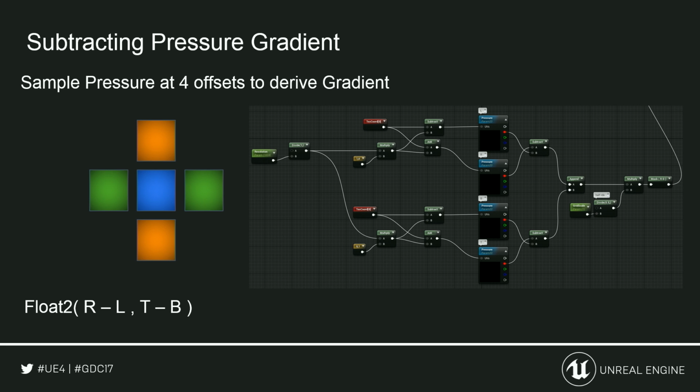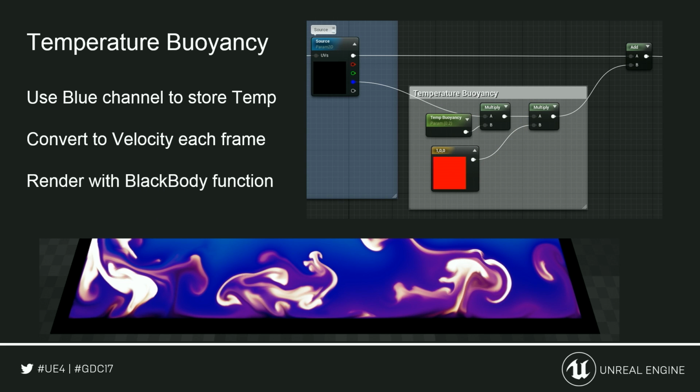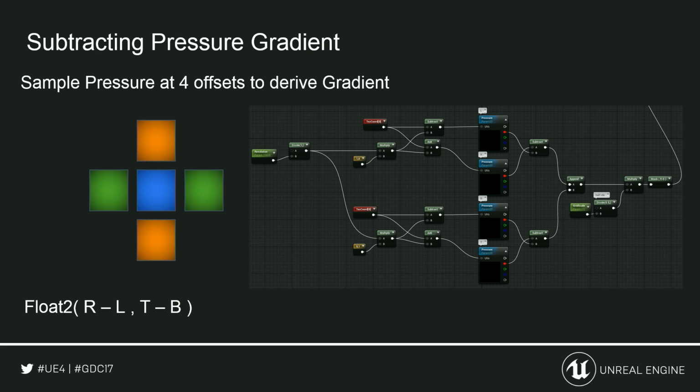And the final step is to subtract the pressure gradient. This step is pretty simple. It's basically like computing a normal map, where you take an offset left and right sample and an offset top and bottom sample. You just convert that into a float2, where the x component is the right minus the left, and the y component is the top minus the bottom. And that's pretty much all there is to that. Then subtracting the pressure gradient is so simple: you just take the velocity texture and subtract this result that I've shown here in the material.